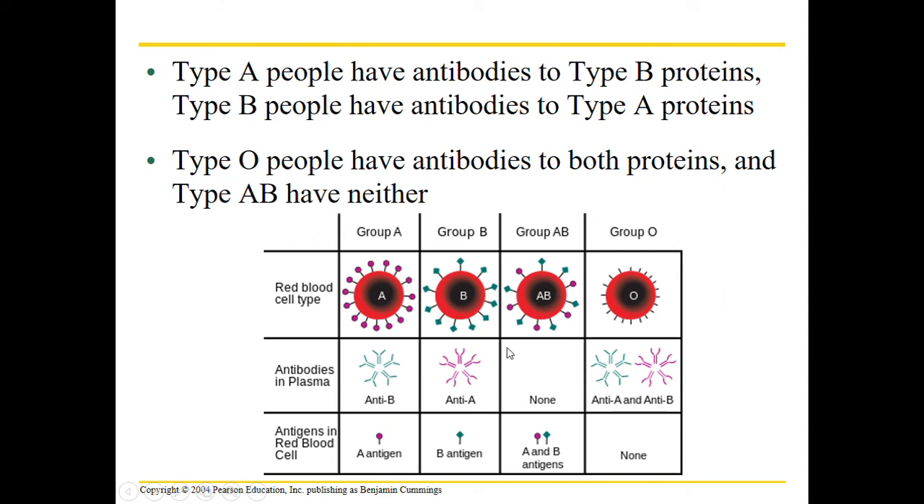Then type AB blood has both proteins on the outside, so they don't have any antibodies in plasma. Makes sense, right? They've got the antigens, the proteins on their red blood cells, and that makes type AB blood the universal receiver because it won't react with anything. Whereas type O blood is the universal donor because it doesn't have any proteins on the outside to react with.